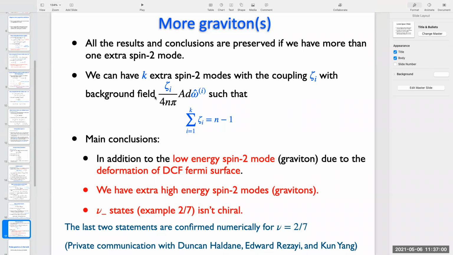And another thing that I want to emphasize is that the state nu equal to 2.7 is non-chiral. So that means you expect the stress tensor will have different chirality. And Ed also sees this in his numerics.